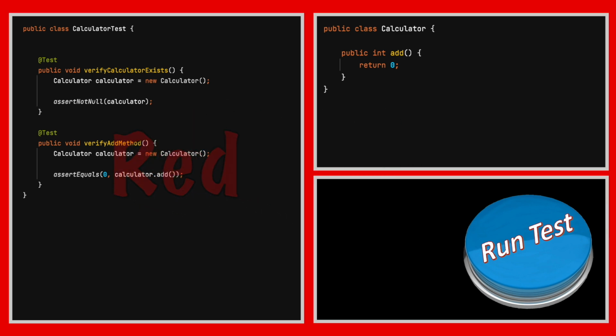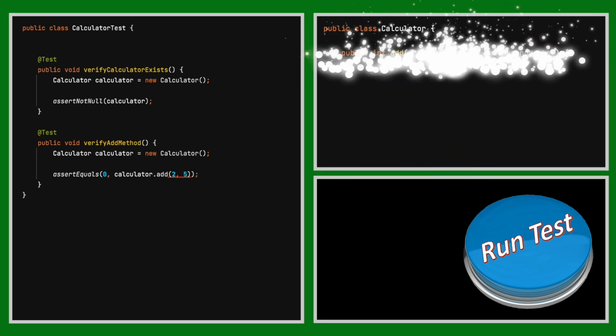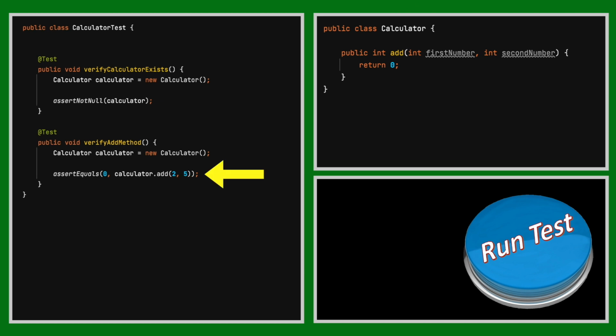Let's add one more small action in the red step. Let's pass in 2 parameters. Now the test has a compiler error. Moving to the green step, we can add 2 parameters to the method signature. The compiler error has been resolved in the test, and it passes. No refactoring is needed.